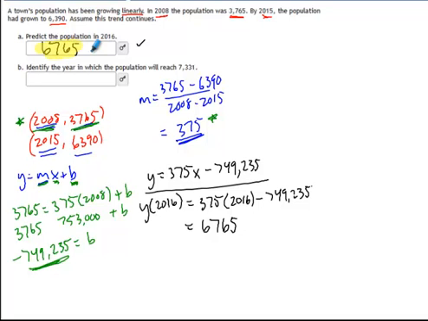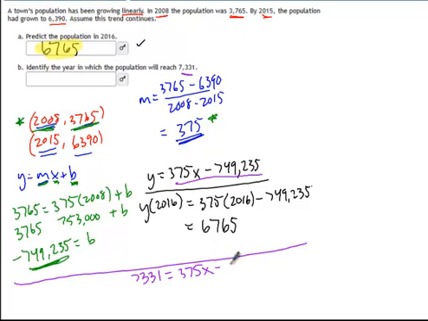The next one is to identify the year in which the population will reach a given value. To solve a problem like that, I'm going to take my equation again right here, and now I need to set it equal to 7331. So 7331 is equal to 375x minus 749,235, and I solve this equation. It's going to give me the year where that population is reached.